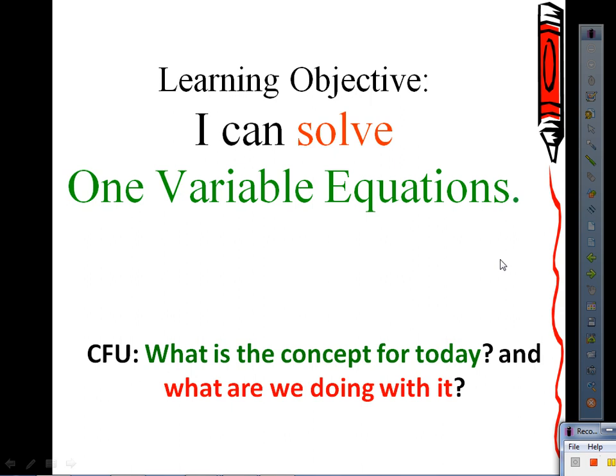All right, here we go. Our objective for today: I can solve one variable equations. Once again, I can solve one variable equations. Before we continue, tell your neighbor what is the main concept for today. Main concept.